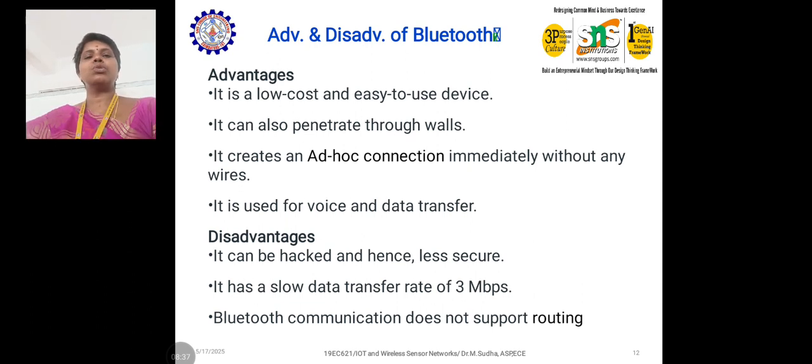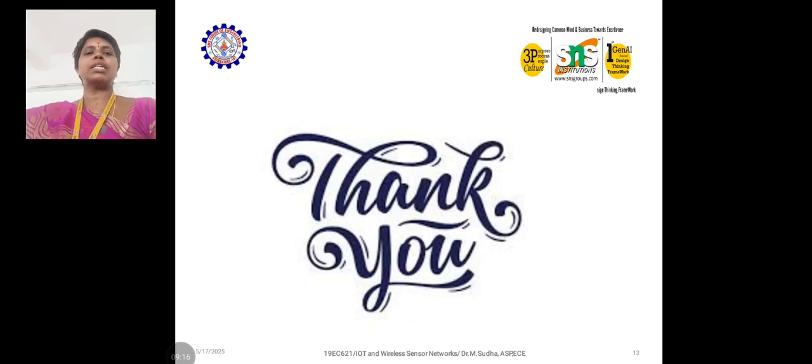The disadvantages of Bluetooth are that it can be hacked and hence is less secure. It has a slow data transfer speed, that is 3 Mbps. Bluetooth communication does not support routing, because routing is the selection of the shortest path, and it will not support that. It generally spreads the signal randomly through radio waves so that it can receive as well as transmit the information. This is how the Bluetooth working principle happens, along with the advantages and disadvantages.